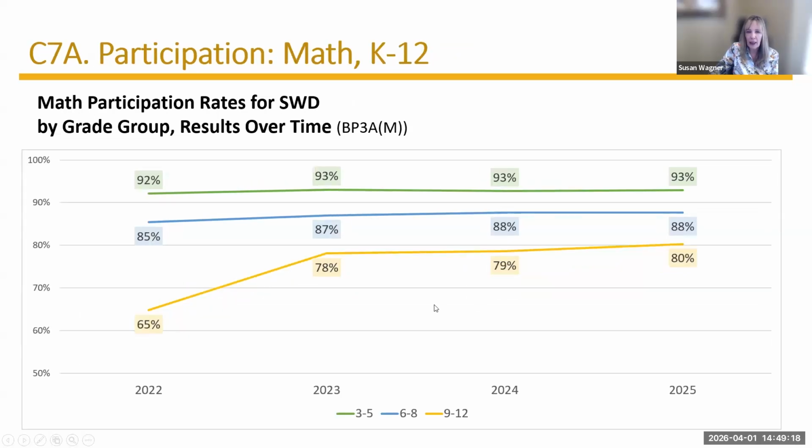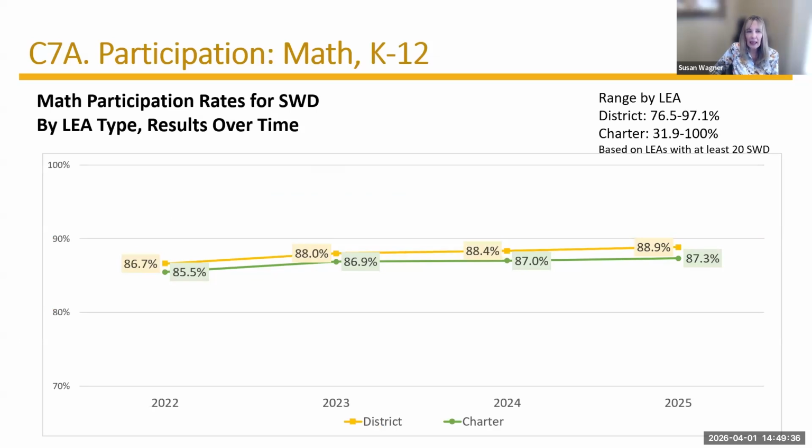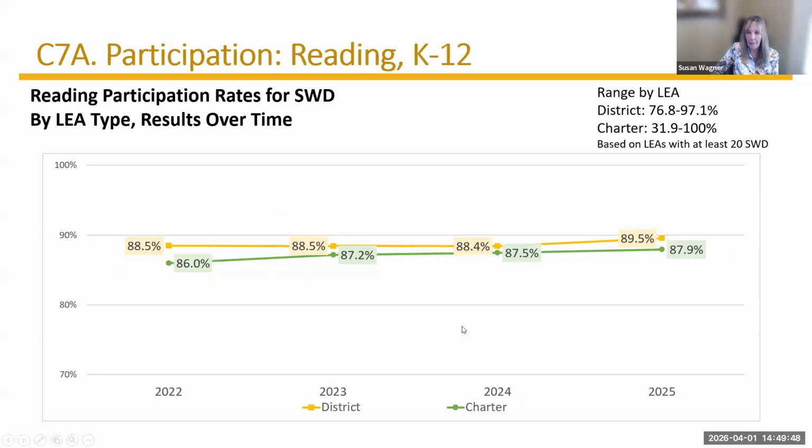This is reading, and we see a similar pattern for math as well. So keep up the good work in terms of increasing participation rate. I know when you are an opt-out state and parents decide to opt out, your hands are tied in many ways. And in terms of the results by charters and districts, they're similar. So districts have a slightly higher participation rate than charters for both reading and math.